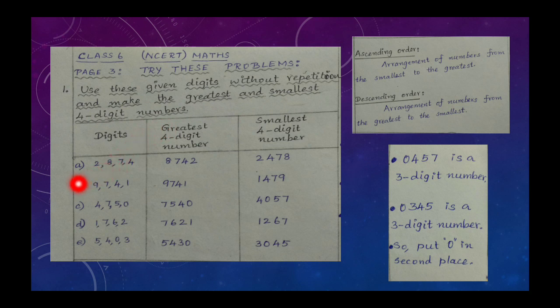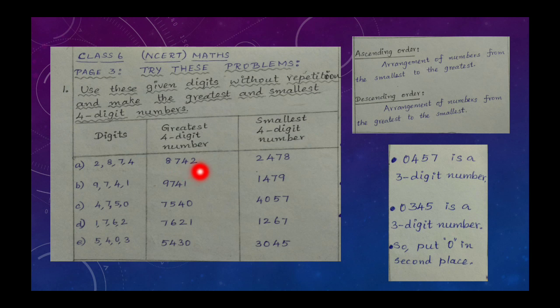Five problems are given. First one is 1A, 2874. To write the greatest 4-digit number, arrange the digits in descending order. So we get 8, 7, 4, 2. We know very well descending order is arrangement of numbers from the greatest to the smallest. So we will write greatest number 8 in first place, next largest number 7 in second place, next largest number 4 in third place, and the remaining number 2 will take the last place.